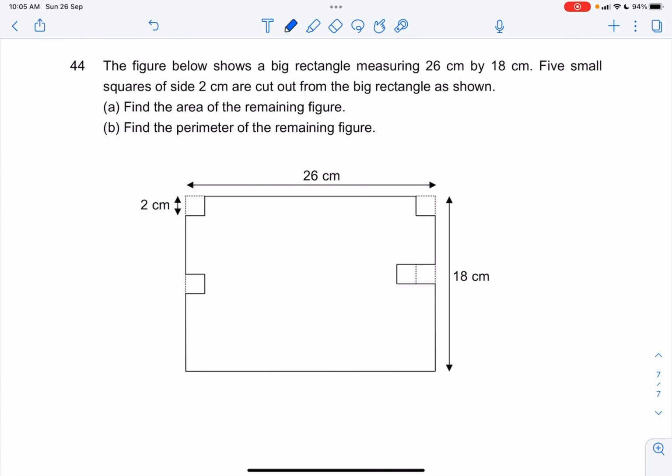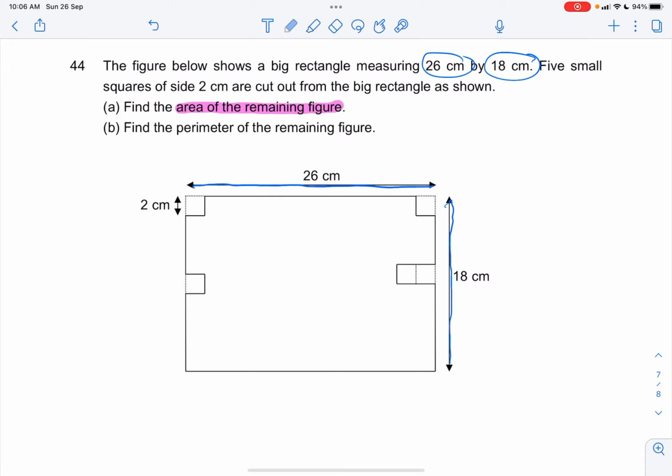Now we come to question 44. We have a big rectangle that measures 26 cm by 18 cm. So 26 cm is the length, as you can see here, and 18 cm is the breadth. 5 small squares are cut out from the figure. So what's the area of the remaining figure?